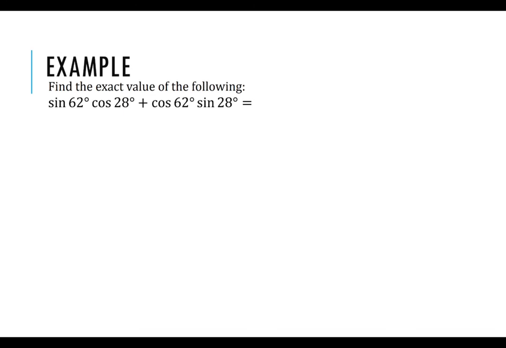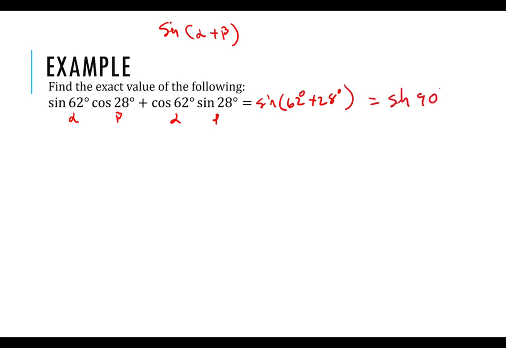Let's do it again. Here I have sine of 62 degrees, cosine of 28 degrees, plus cosine of 62 degrees, sine of 28 degrees. Well, this is my alpha, beta, sine, cosine, cosine, sine. That's the sine sum, and sine matches, so that's going to be alpha plus beta. And so that's specifically going to be sine of 62 plus 28. These are both degrees. So then that's going to give me sine of 90 degrees, and sine of 90 degrees is, of course, 1.